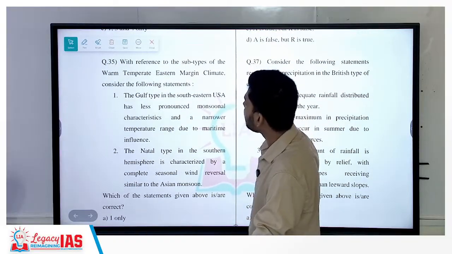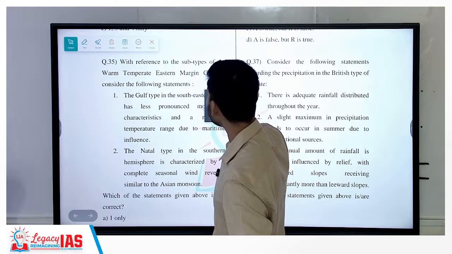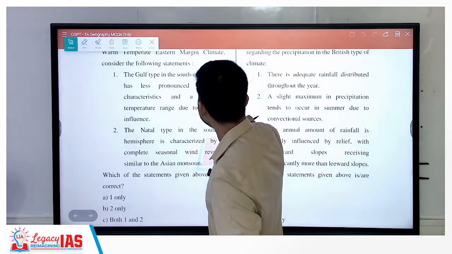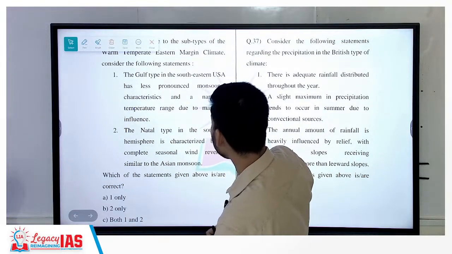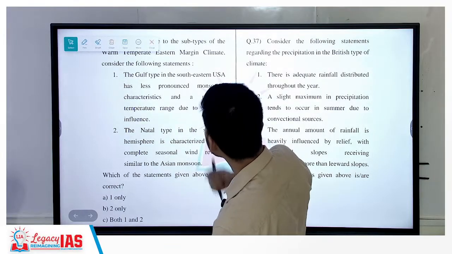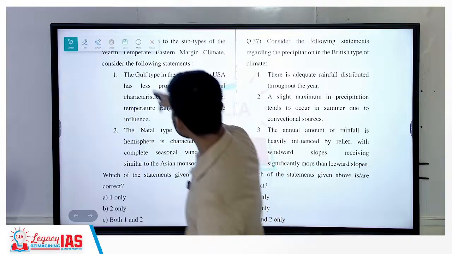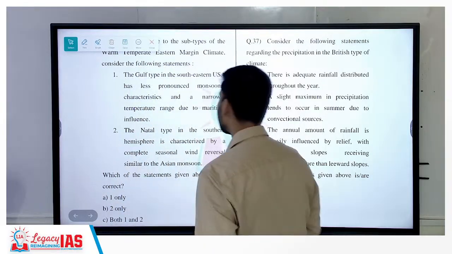Then warm temperate eastern margin climate, consider the following statement. Gulf type in southeastern USA has less pronounced monsoonal characteristics and a narrower temperature range due to maritime influence. Yes, because the Gulf of Mexico is there. So this maritime influence is strongly observed. The Gulf type name comes from where? Gulf of Mexico. So that is why maritime influence obviously will be there.